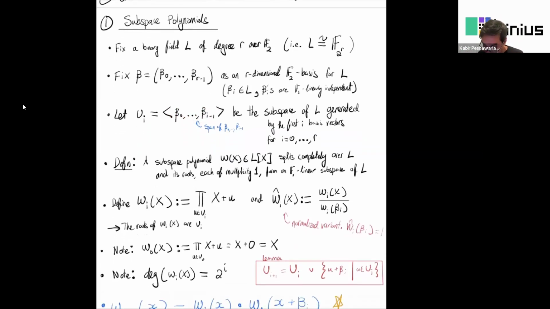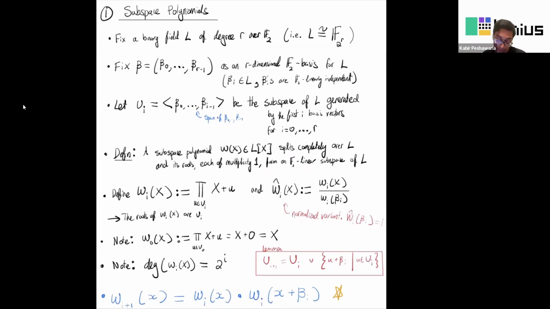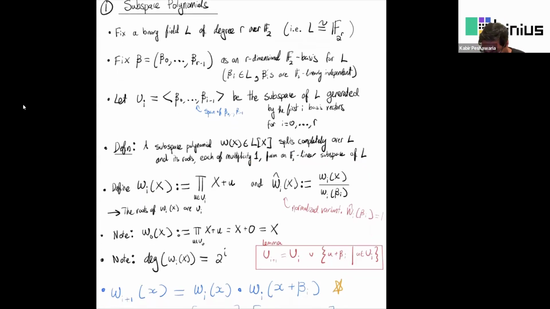And we can now talk about what a subspace polynomial is. A subspace polynomial is something that splits completely over L, and its roots each have multiplicity 1. They form an F2-linear subspace of L. Rather than unpacking that, I'm going to show you an example of a subspace polynomial, and this is the only example we'll really care about. We'll talk about W_i of x. This is the polynomial defined to be the large product of x plus u for each u in the i-th subspace.